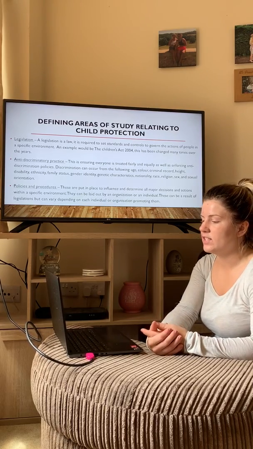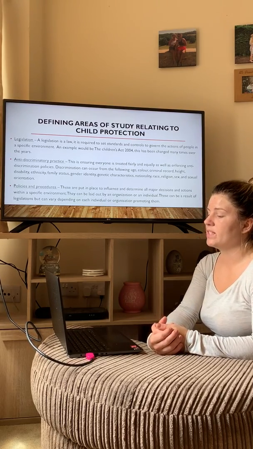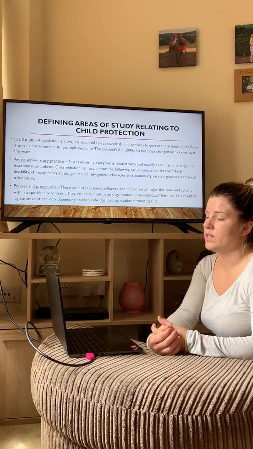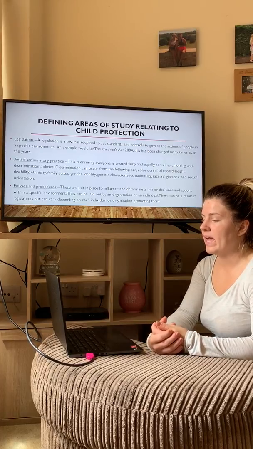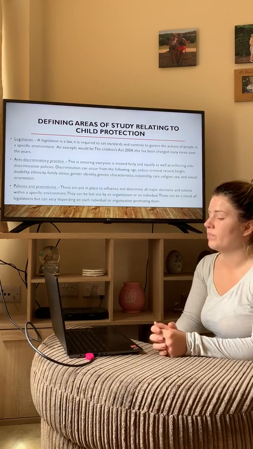Anti-discriminatory practice. This is ensuring everyone is treated fairly and equally, as well as enforcing anti-discrimination policies. Discrimination can occur from the following: age, colour, criminal record, height, and all the others which I have listed.